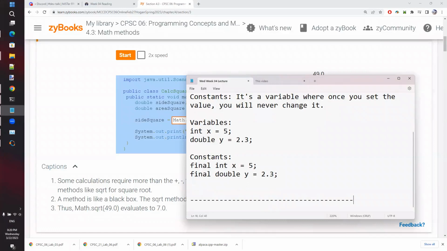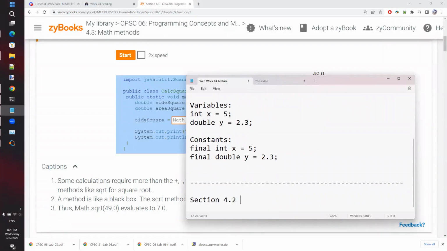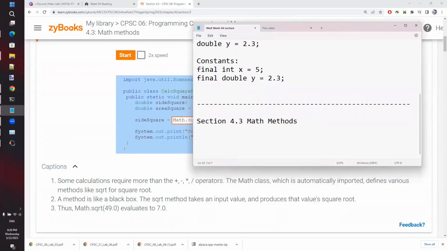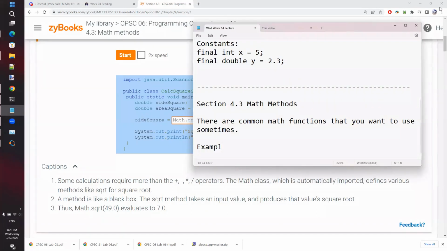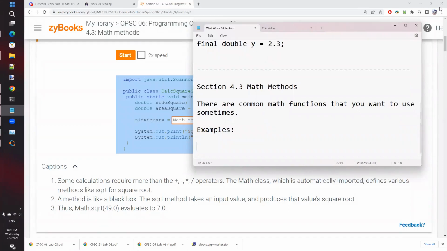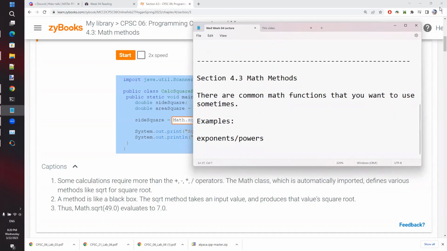So we'll pick up here, which is going to be section 4.3, which is math methods. And the idea here is pretty simple. There are common math functions that you need, or you want anyway. So math functions that you want to use sometimes. Examples of what those are would be things like exponents slash powers. That's one thing you'll need.